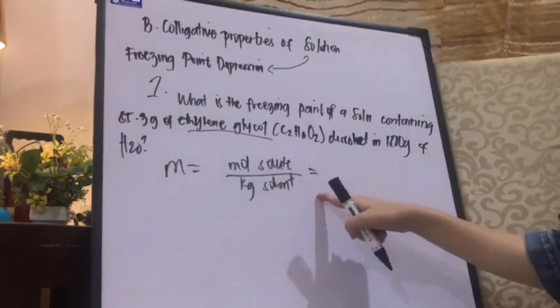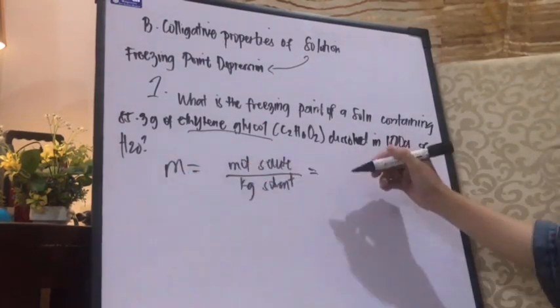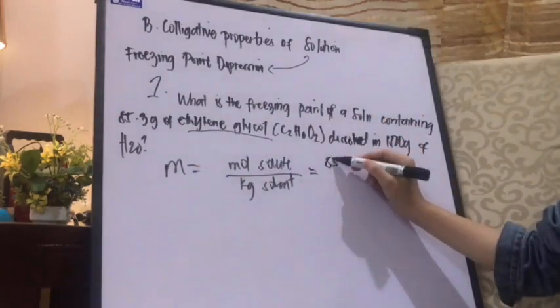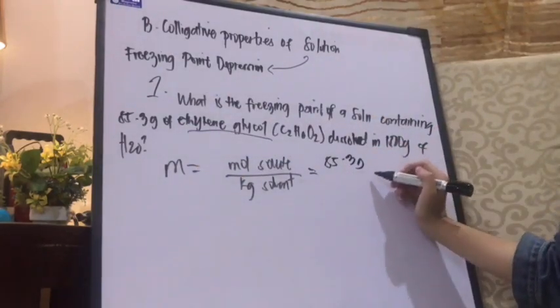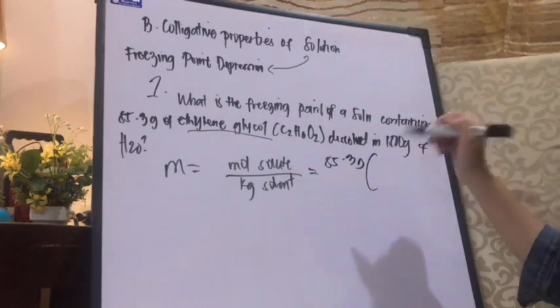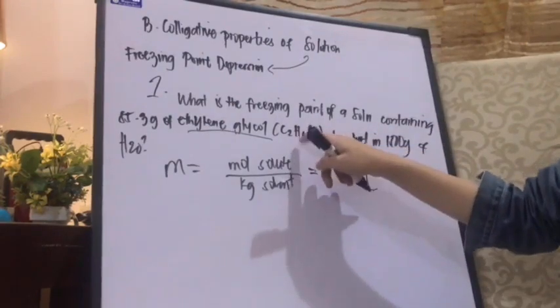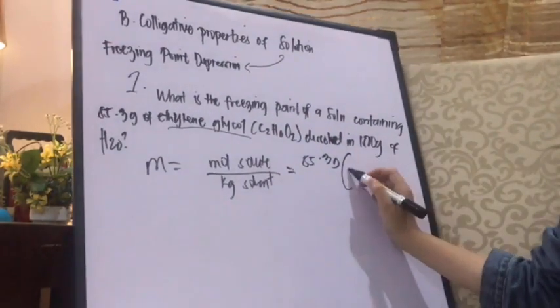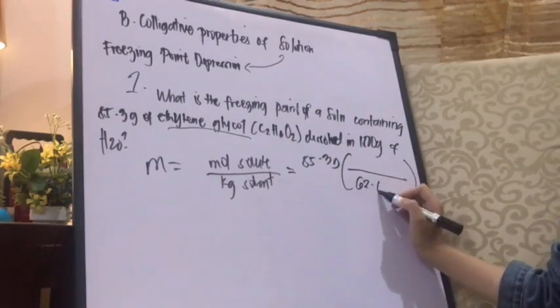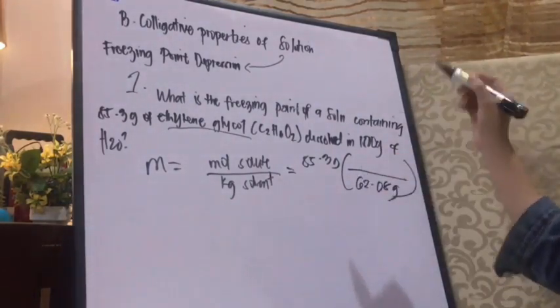So we're going to solve that. We have to find the moles of solute. So we use the mass given to us, and we use the mass of our particular solute. Mark this one, ethylene glycol, 62.08 grams per 1 mole.